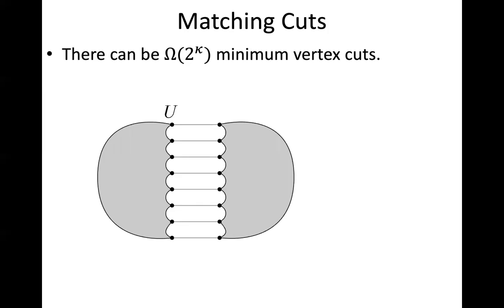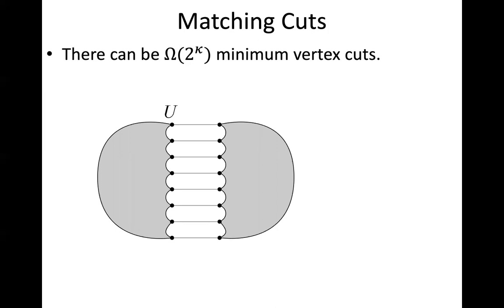All right, so one interesting thing about vertex cuts that is quite different than edge cuts is that whereas there's only a quadratic, n squared, number of distinct minimum edge cuts, there can be an exponential number of minimum vertex cuts. And the way these arise in the graph is through a category that we call matching cuts.